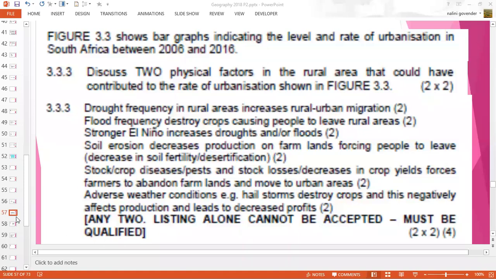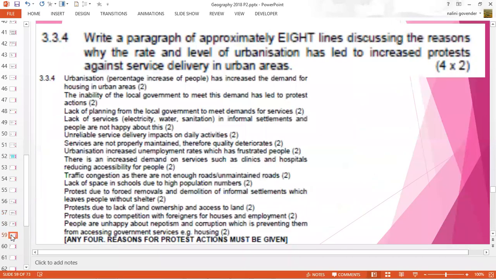Right. The next question we're looking at, urbanization being an important question, question 3.3.4. So let's see what kinds of questions it is asking us. It says, a paragraph of 8 lines. Remember, you must score marks here, discussing the reasons, 4 reasons. The reasons why the rate and the level of urbanization remains quite high has led to increased protest action, protest against service delivery.